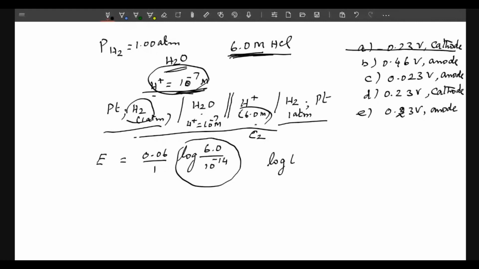Now you have to rearrange this. How can you write this? Log of 6 minus log of 10⁻⁷. I'm sorry, thank you for pointing out the mistake. It is -7. This is log of 6 minus log of 10 power minus 7. Now rearrange this. Log of 6 is equal to 0.78, and this one is plus 7. Then find out this difference.